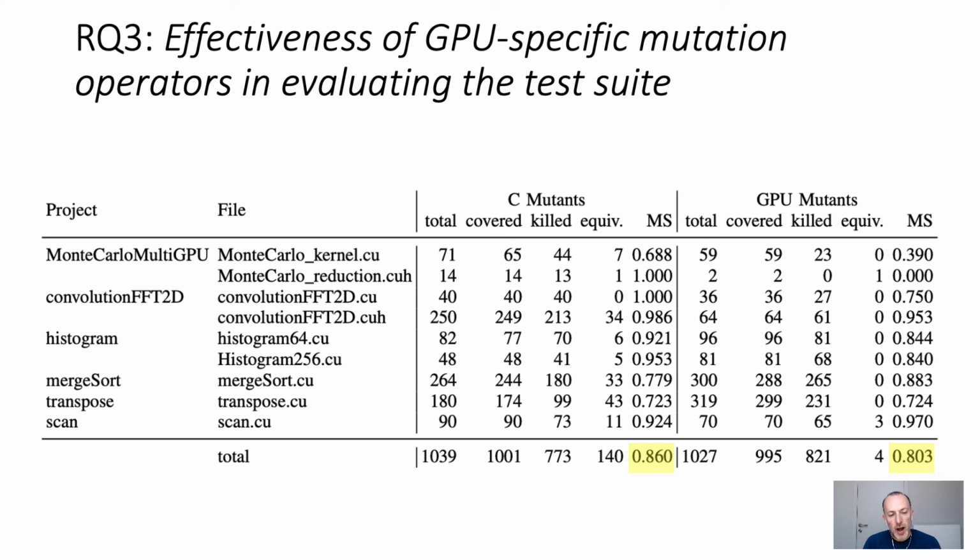Now that we know how many times we can apply these mutants, let's have a look at the mutation score that follows from applying them. For the traditional C mutants, we have a mutation score of 86%, meaning that 86% of the mutants are killed by the existing test suites. For GPU-specific mutants, we see a mutation score of 80.3%.